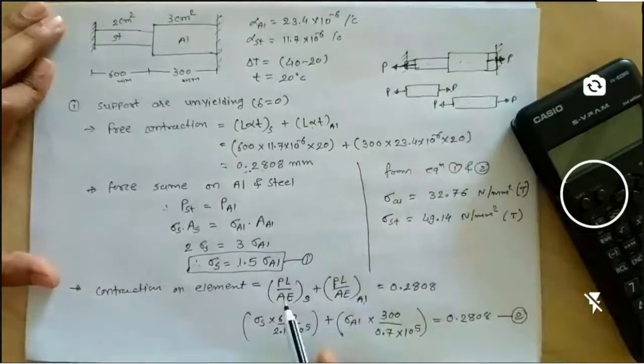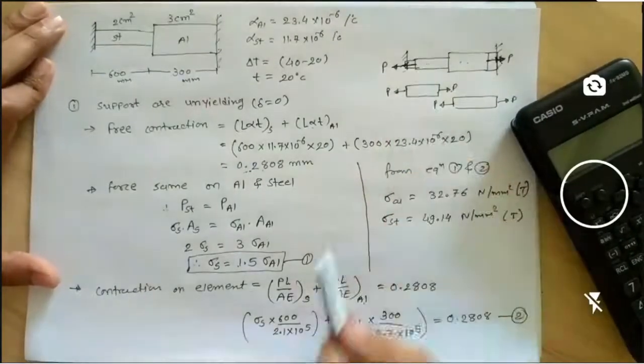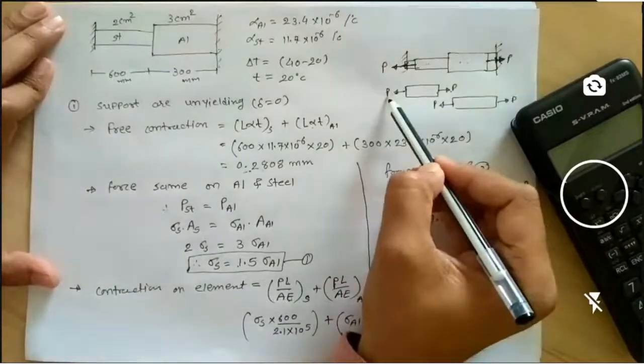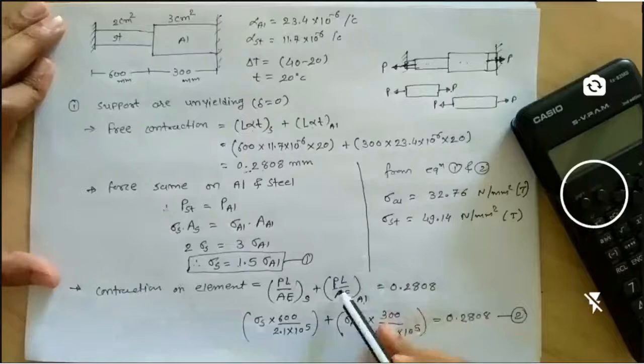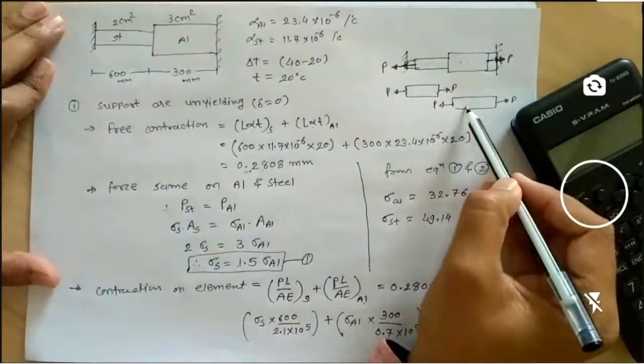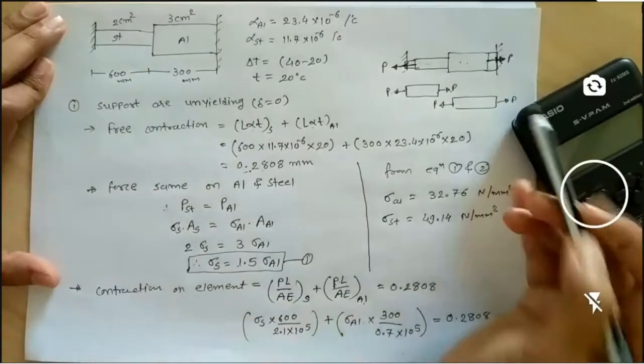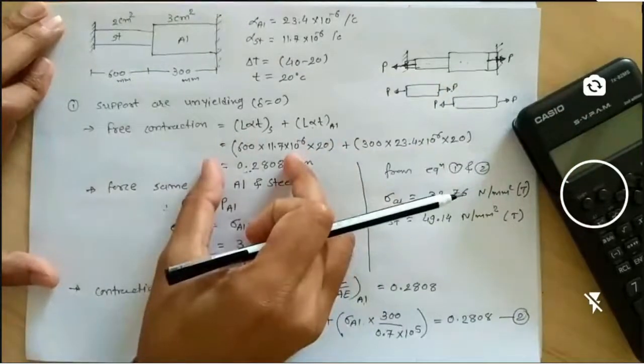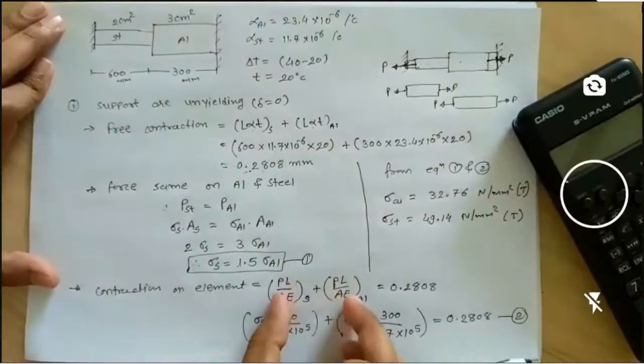So what are the pull forces? PL by A is the change in length under this P force for steel, and PL by A is the change in length of this aluminum. So the change in length required, that is the contraction due to the temperature stresses, is the change in length required due to the pull force.